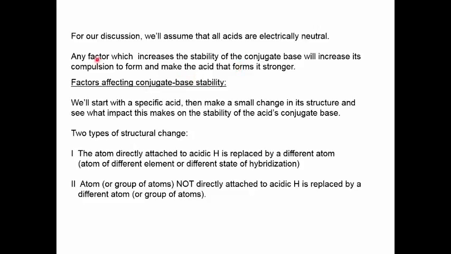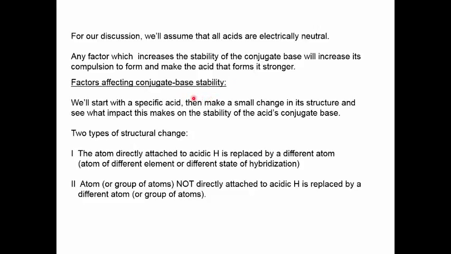All right, the fundamental factor that we're going to use to evaluate the strength of an acid is the stability of its conjugate base. Any factor that increases the stability of the conjugate base is going to increase the strength of that acid. It'll increase the compulsion of that acid to form the conjugate base. So understanding acid strength is all about understanding the factors that affect conjugate base stability.